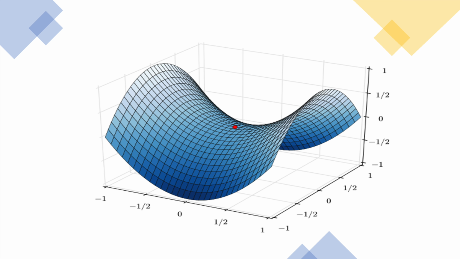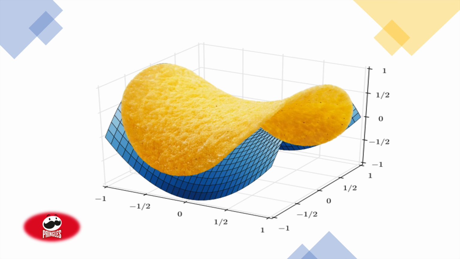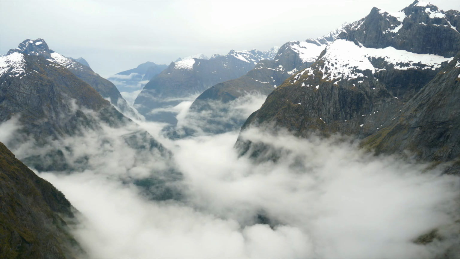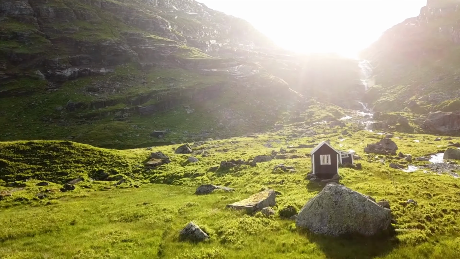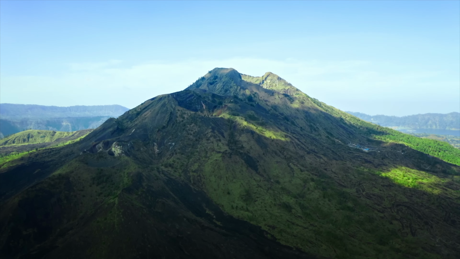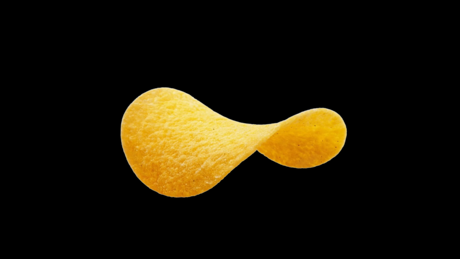This point in particular can be a bit tricky to understand. In a nutshell, it looks like a Pringle, but more accurately, think of a saddle point like a mountain pass. It is higher than the surrounding valleys, but lower than the peaks around it. It is neither a complete high nor a total low.